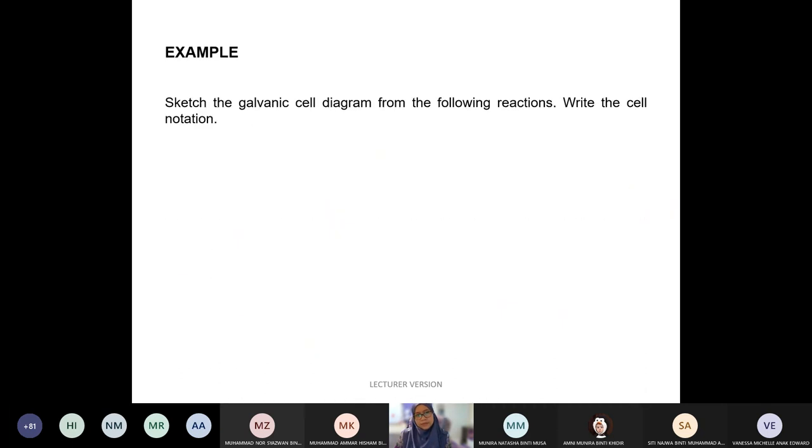Another example, sketch the galvanic cell diagram from the following reaction. Write the cell notation. Okay, one more, gas. If it involves gas, guys, we also need to use an inert electrode. Not only ions like Cr2+ and Cr3+, aqueous-aqueous just now. How about gas? For gas also, we are going to be using inert electrode.